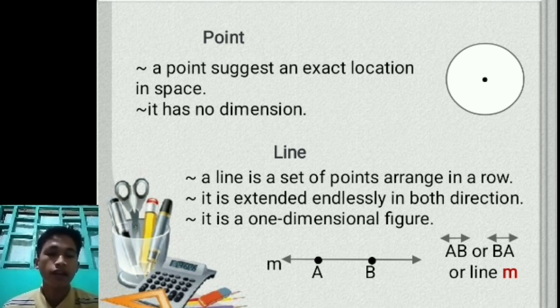Then, the line. A line is a set of points arranged in a row, and it is extended endlessly in both directions, and it is a one-dimensional figure. So based on this illustration, we have a line, and this line consists of 2 points, point A and point B. So in this example, we have line AB, or line BA, or line M.